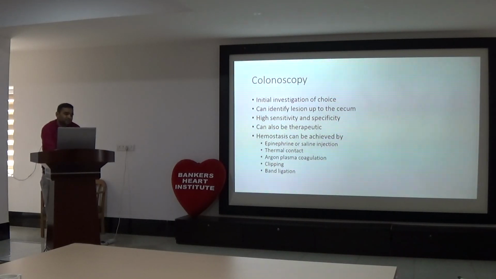It can identify lesions up to the cecum, and has high sensitivity and specificity compared to the other available investigations at present. The biggest advantage is that it can also be therapeutic. For therapy, you can use adrenaline saline injection, thermal contact, argon plasma, clipping and banding. Injection, clipping and banding are used most of the time nowadays.